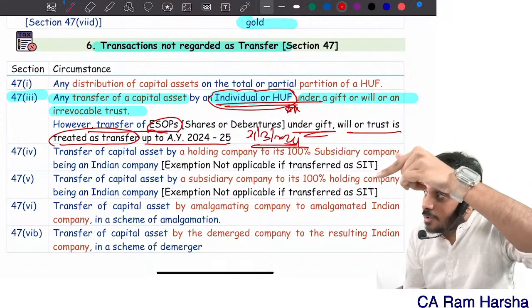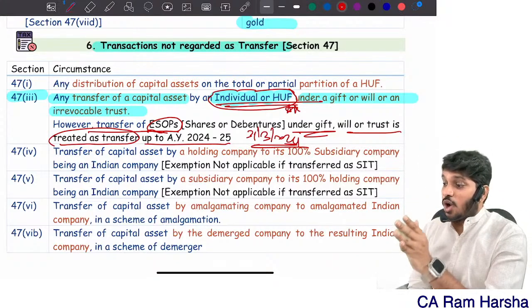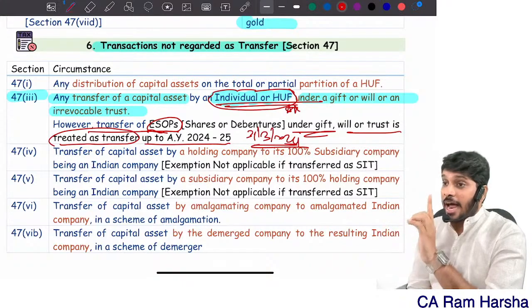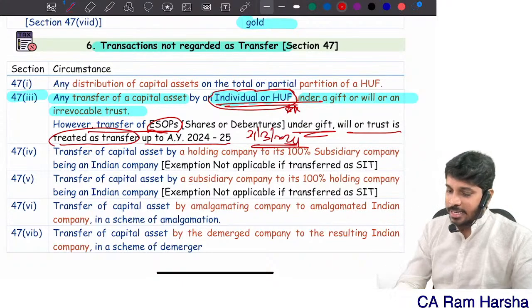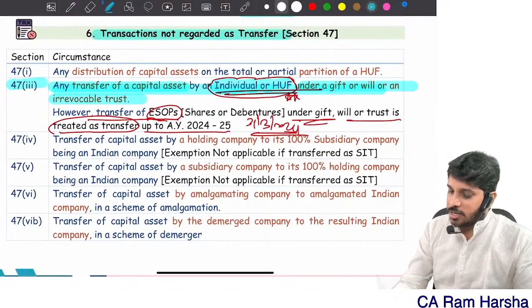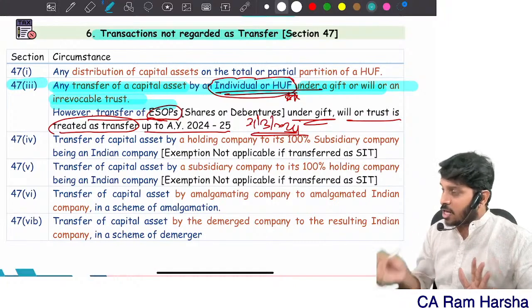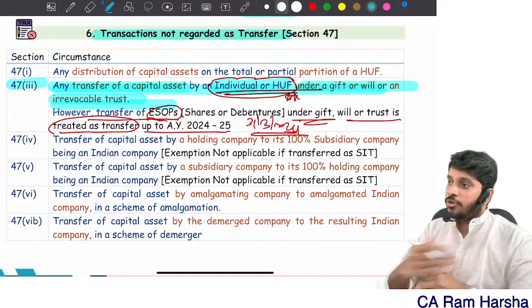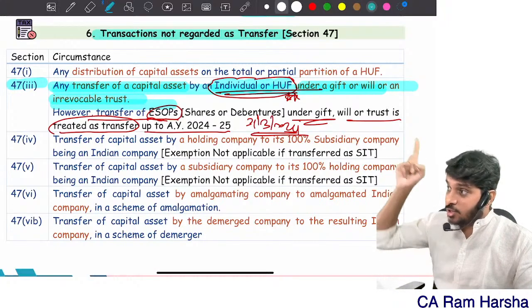ESOP gift is treated as transfer up to then. But if ESOP is gifted by you on or after 1st April 2024, and you are an individual or HUF, you are gifting ESOP securities which you got, still the main provision only will apply. So you are just gifting a capital asset, you are an individual or a HUF, you are gifting a capital asset on or after 1/4/2024, fully exempted, not at all taxable. Subsequently, the person who got the gift, he sold it.